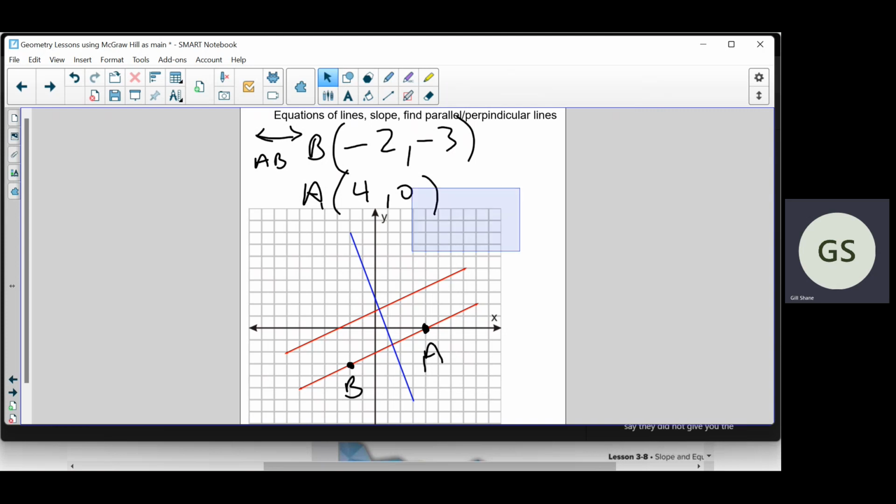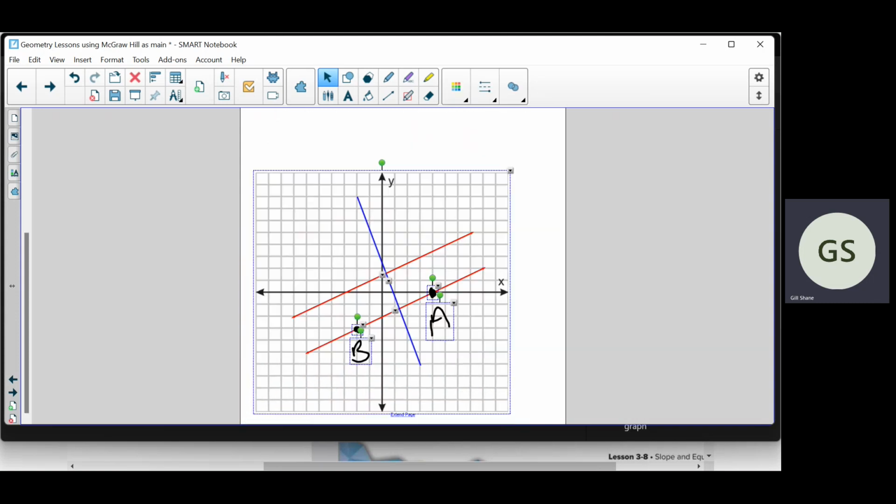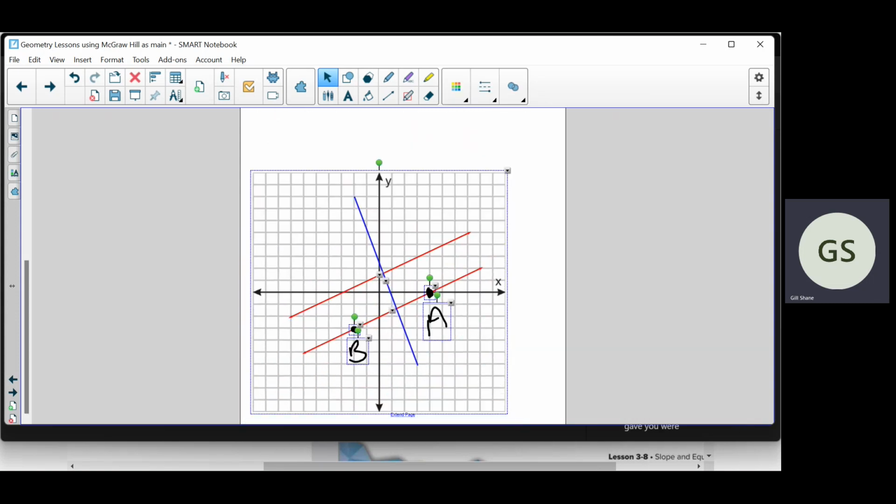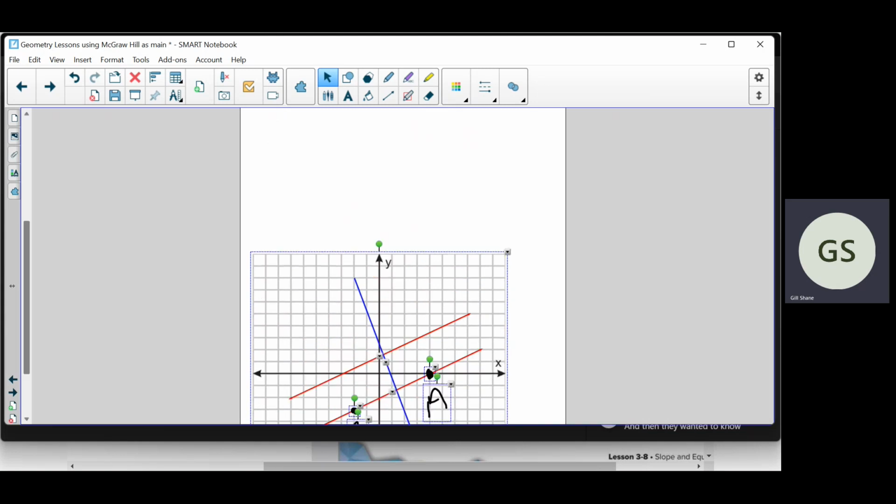So I'm actually going to even get rid. Oh, didn't want to do that. Let's go try again. So let's say they did not give you the graph. Graph is gone. All they gave you were those 2 points. And then they wanted to know the slope of that line.